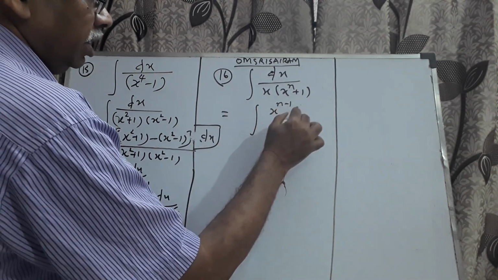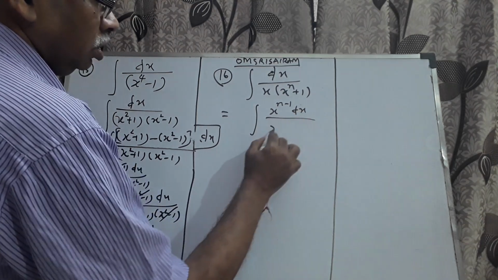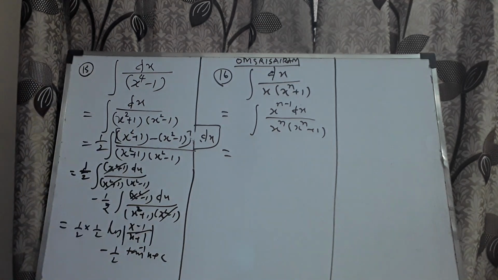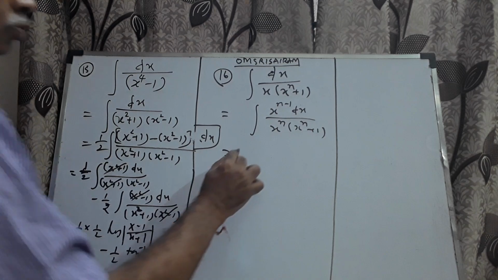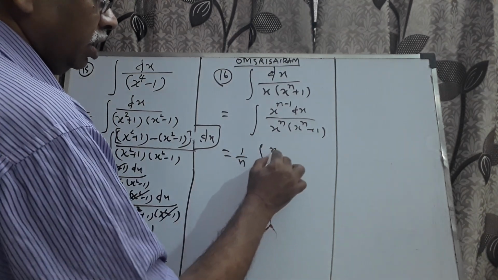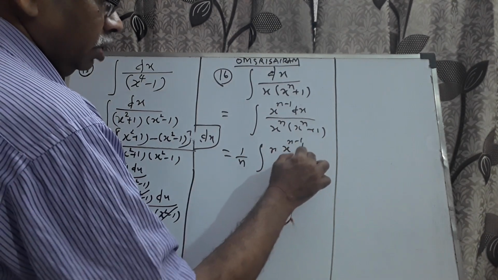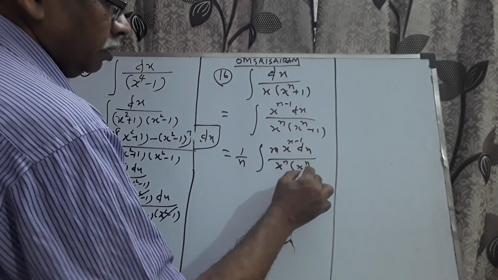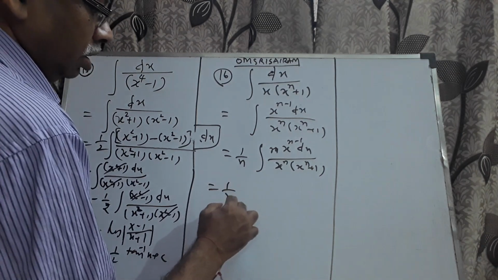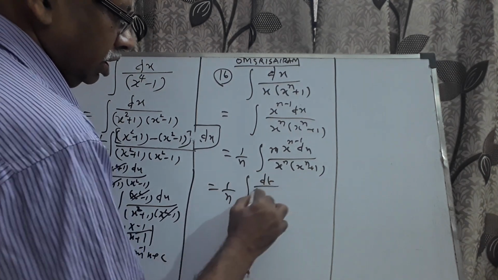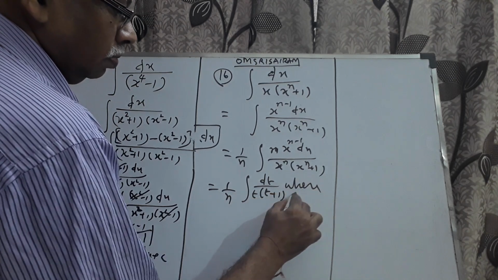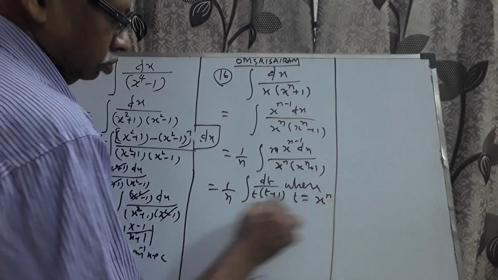Just multiply and divide by x power n minus 1. Denominator is x power n plus 1. But if you look at it carefully, derivative of x power n is n x power n minus 1. Therefore, multiply and divide by n in the next step. N x power n minus 1 dx divided by x power n into x power n plus 1 can be written as integral dt by t into t plus 1, where my t is x power n.